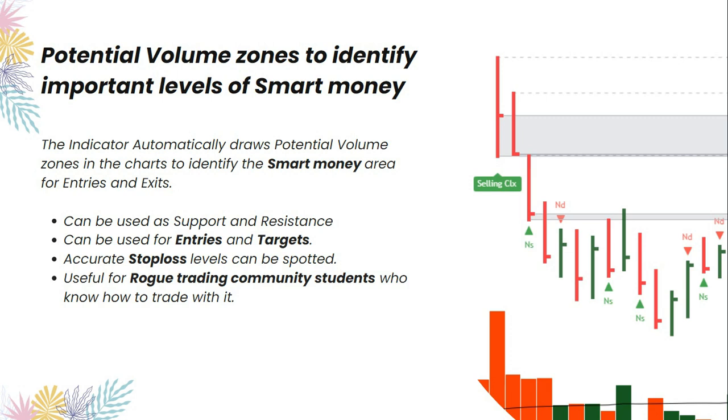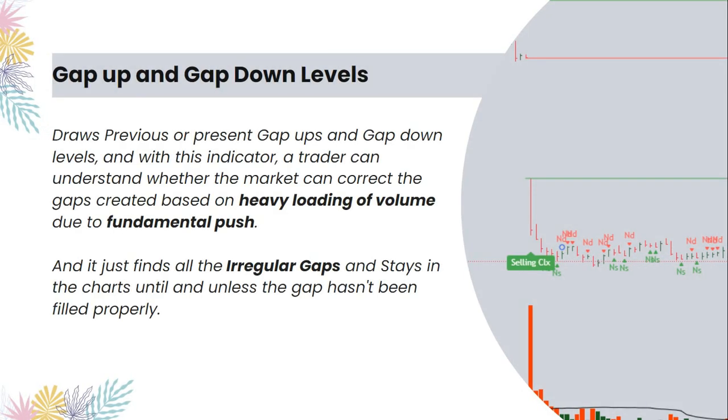And the next indicator is the gap up and gap down levels. It's a very simple indicator. Whenever there is a gap up or a gap down, it automatically draws the level, and it will stay in the charts until the gap has been filled. That's what it is. Usually gaps are created by heavy loading of volume due to a fundamental push. So any irregular gaps, it could be from 1 month before or even 1 year before, those particular levels will be visible on the top or bottom, and based on that you know that there is a correction possibility right here, and you can judge the markets and use that in your analysis.